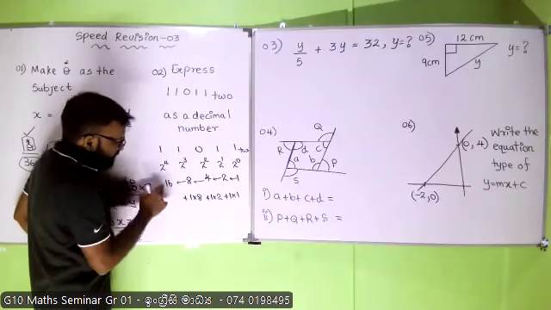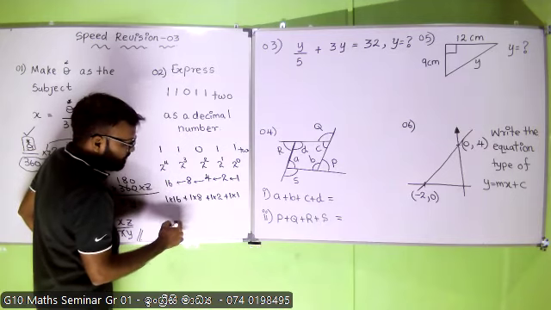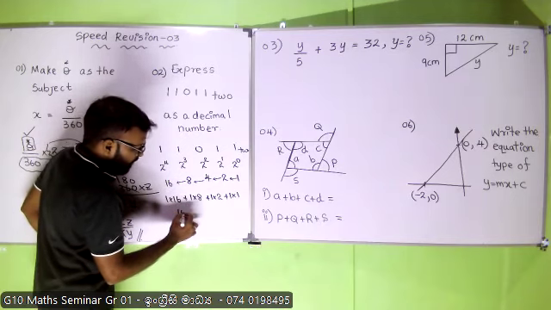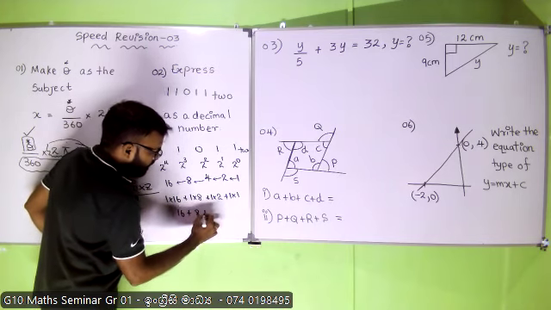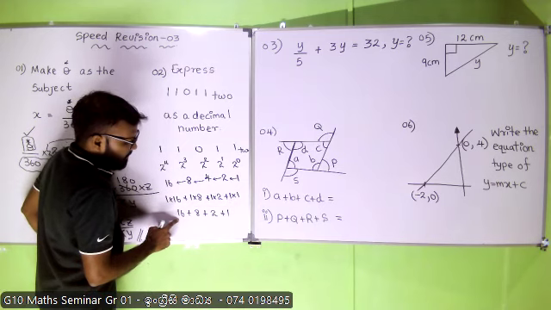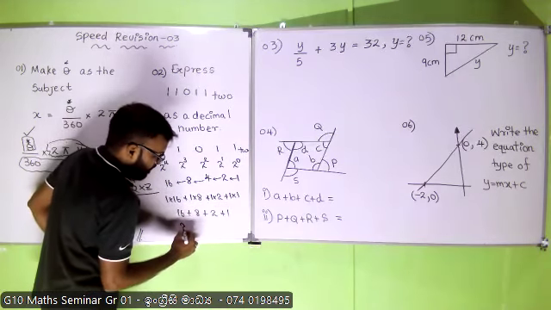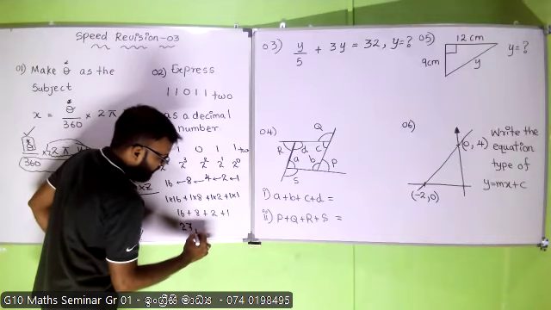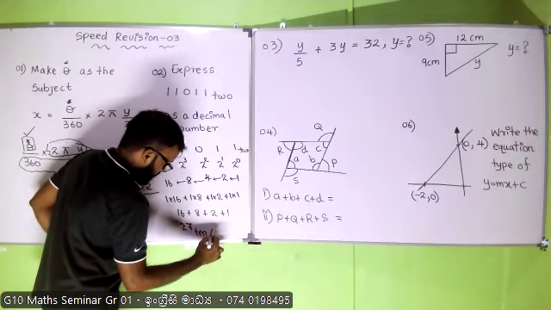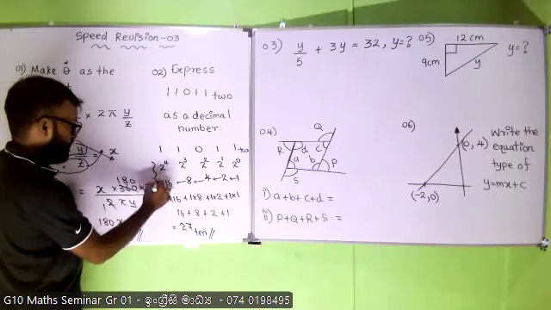Plus 1 times 16. Right? 16 plus 8 plus 2 plus 1. 16, 26, 27. 27, 10. Right? So this should be your answer.